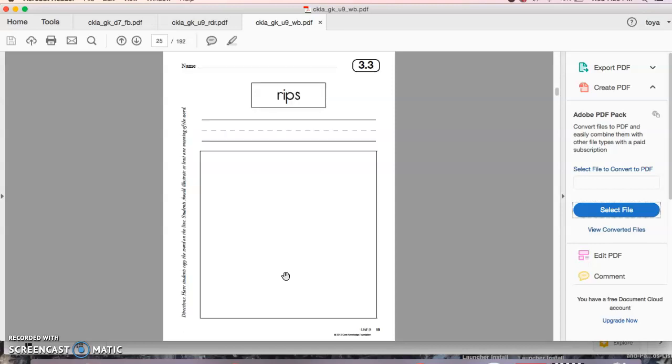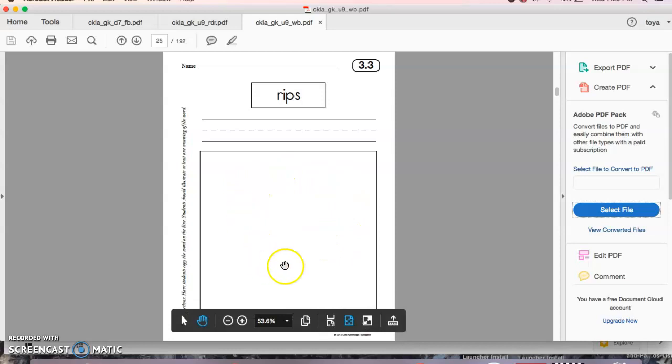The other word from our story was rips. So again, at the top of the page, you can write out the word rips, and then you'll draw a picture to show what it means. So Anne rips her dress, or you can maybe show you ripping something. So that's how you could show different vocabulary words from our story.